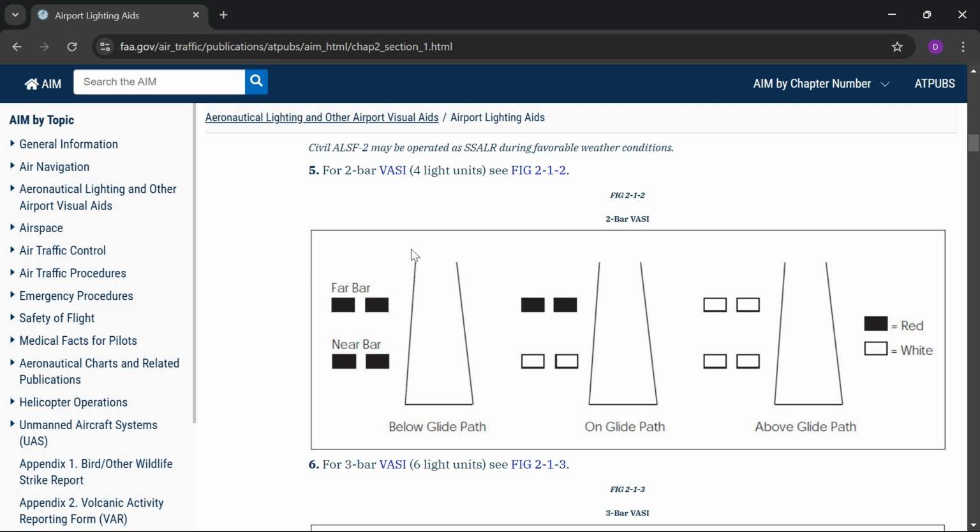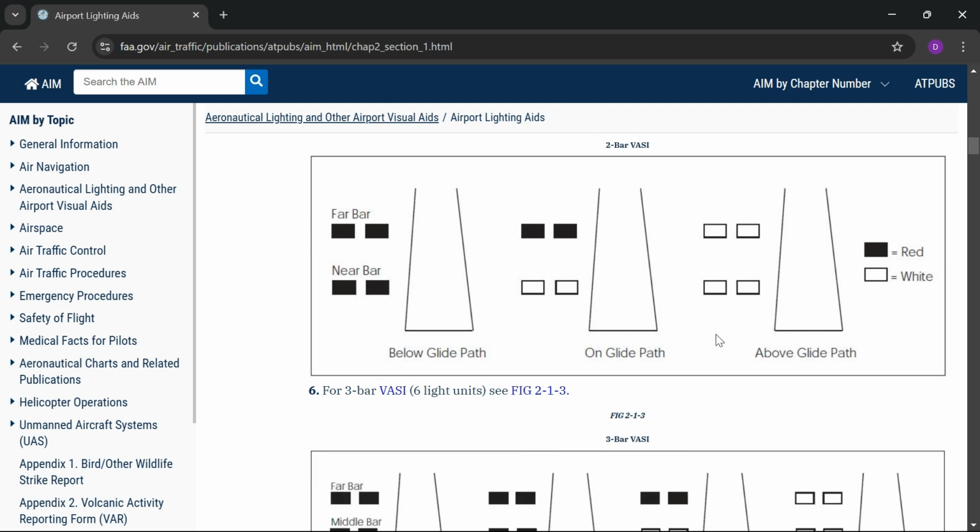So if you have 4 red lights, then you are below the glide path. You'll know you're on the glide path when the far bar is red and the near bars are white. And then you're above the glide path if you have all white.